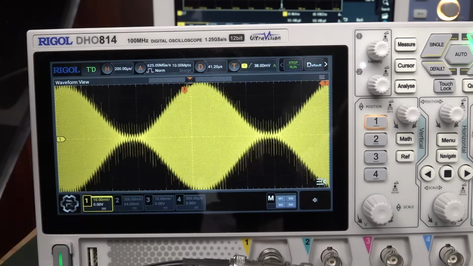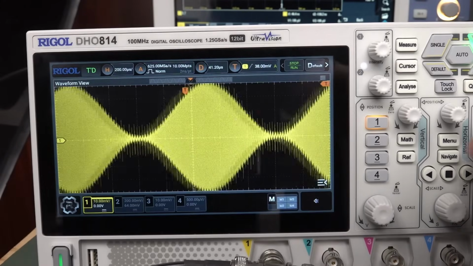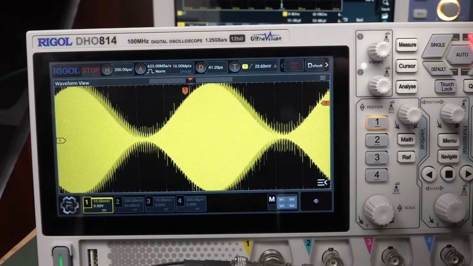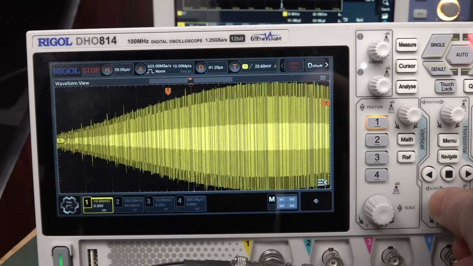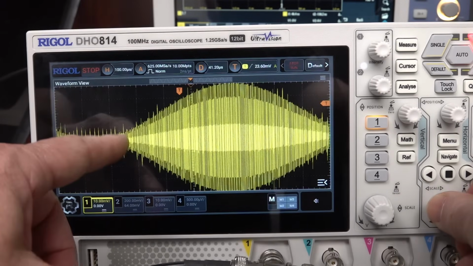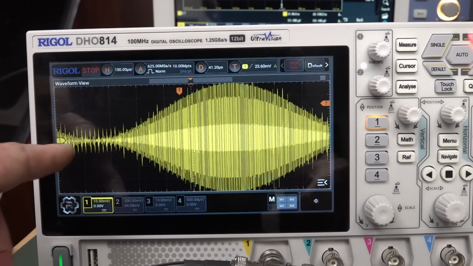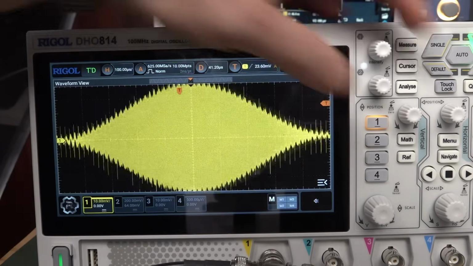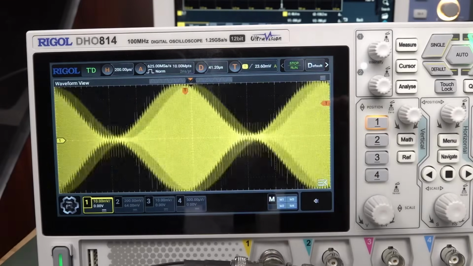There's obviously something, some noise getting in there or something. If I stop that, that stuff's actually there. Look, that stuff's actually there. What's going on? It's like it's picking up some external noise or something. What the heck?